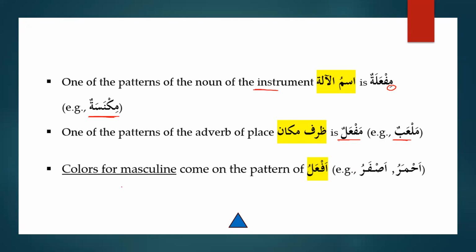And similarly, when you talk about the colors for the masculine, they come on the pattern of af'alu. For example, ahmaru, asfaru, aswadu, akhdaru, all the patterns of the masculine colors, because colors are also masculine and feminine. So the colors for the masculine come on the pattern of af'alu, and we know that any noun on the pattern of af'alu is mamnu min as-sarf, that does not accept tanween.